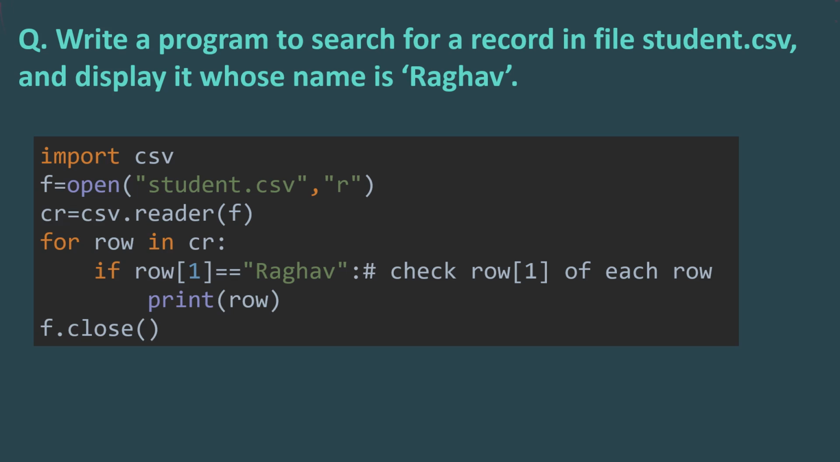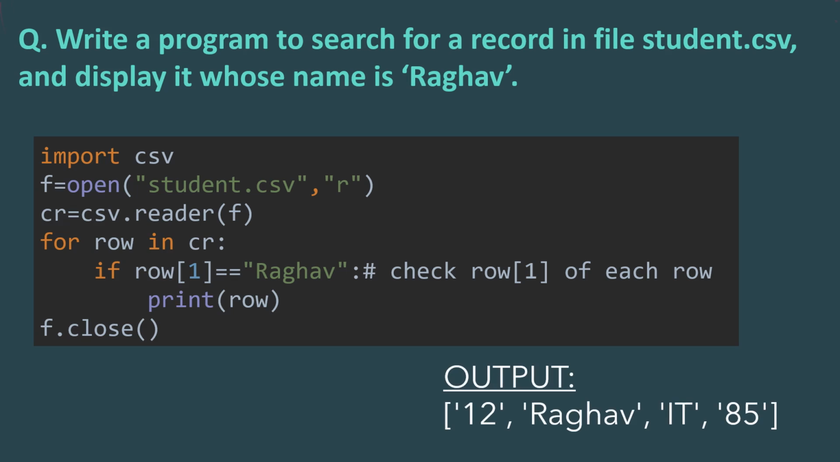Next field is name, which is at index number 1, next field is subject, which is at index number 2, and mark is at index number 3. Here we have to search for a name, so we will check if row of 1, which is at index number 1, equals Raghav or not. If it is Raghav, then it has to print the entire row. Now if you just run the program, you will get the output like this. It will give you the record whose name is Raghav.